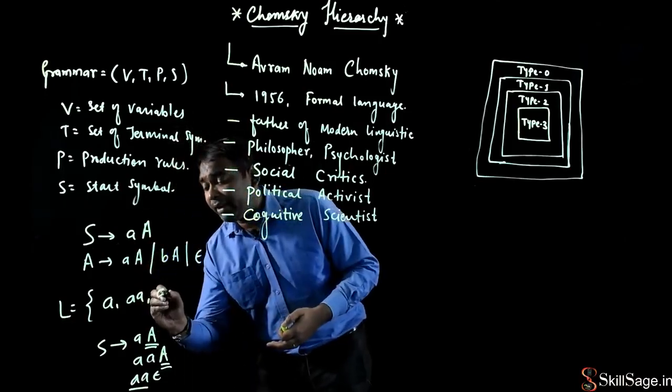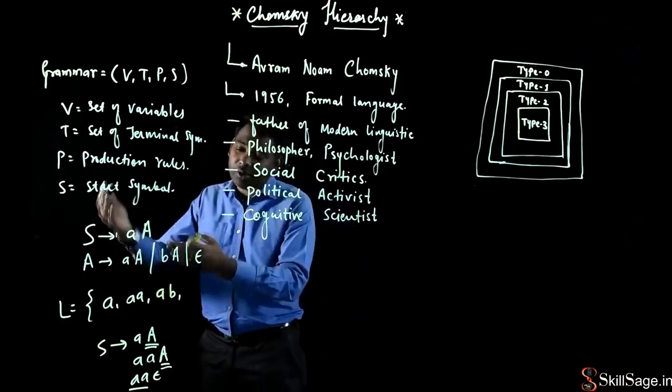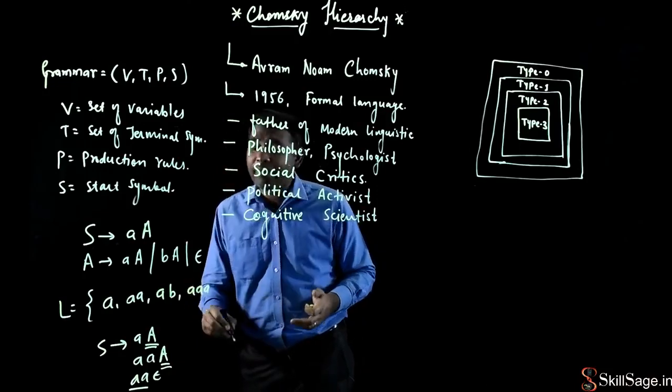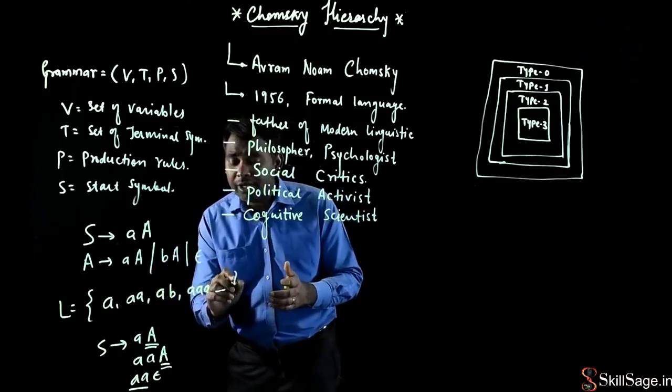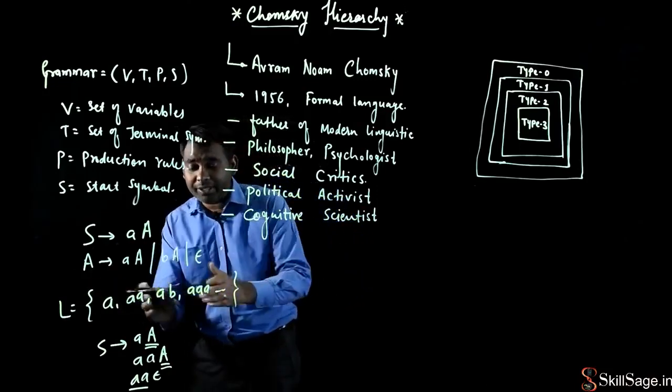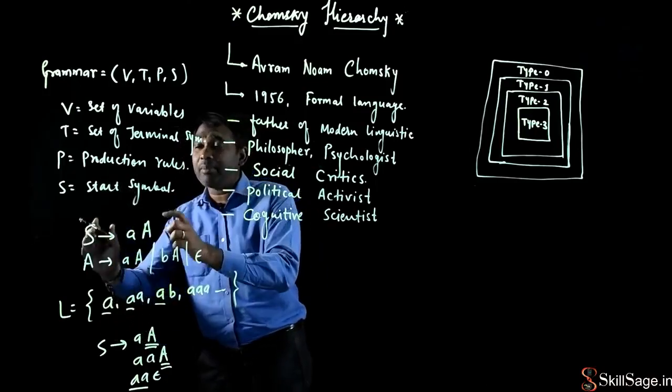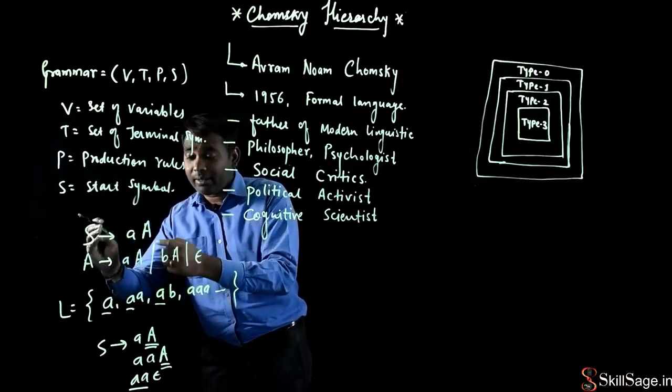If I write it down like this, AB, it is also a valid string for this particular grammar. If I say 3a, this is again a valid string. But we'll come to know that for all the strings that I am going to get from this language set, every string starts with small a. So this is the grammar.